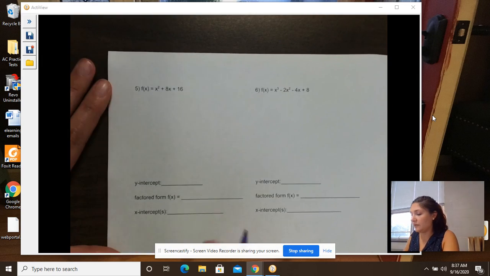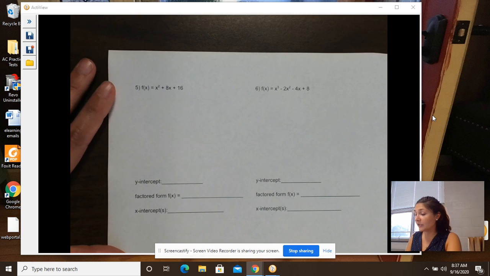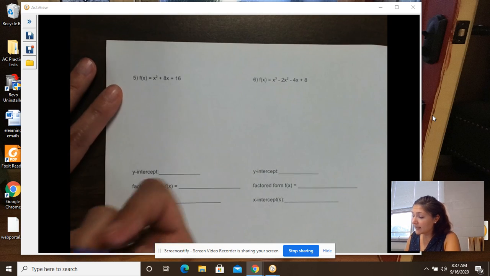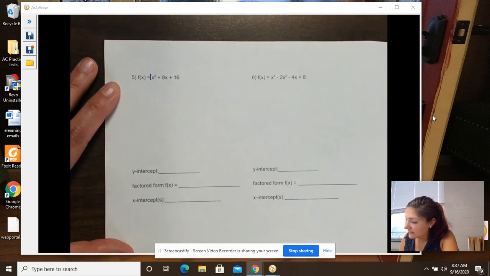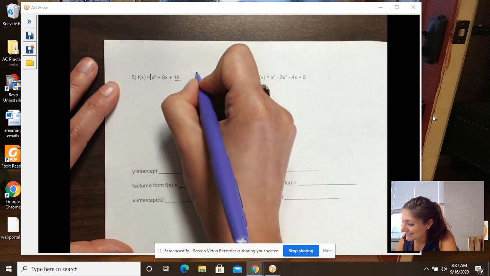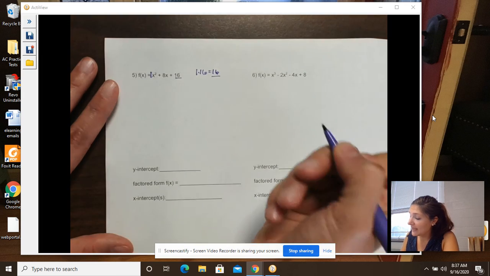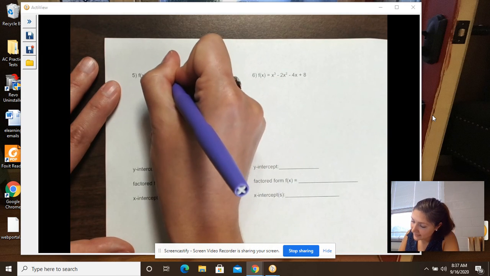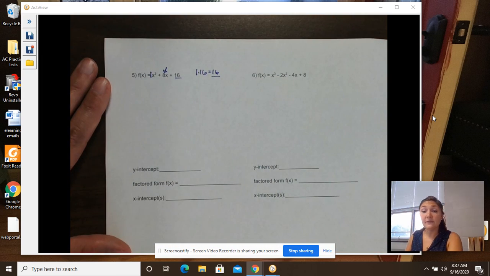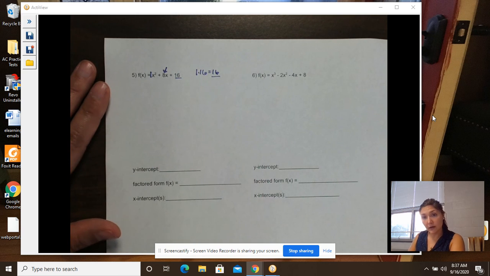Number 5, another 3-term problem. So we're going to use AC method again here. My A value, since I don't see it, is a 1, and my C is 16. So 1 times 16, that gives me 16. I want factors of 16 that add to 8. Okay? If you need to, make a list. Start with 1 and go in order. 1 times what, 2 times what.